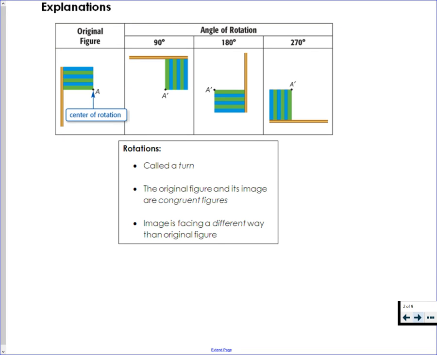If we do another 90-degree rotation, we're at 270 degrees clockwise. I want you to also notice that 270 degrees clockwise is the same as 90 degrees counterclockwise, the opposite way that a clock goes. When we're doing these, again, we're turning our pictures. They are still going to be congruent. It's not changing the size, it's not changing the shape. It's just going to be facing in a different direction.